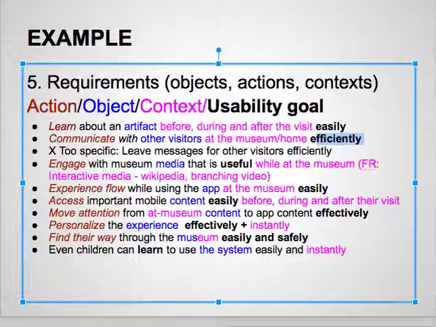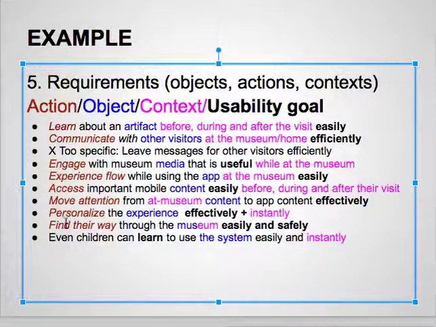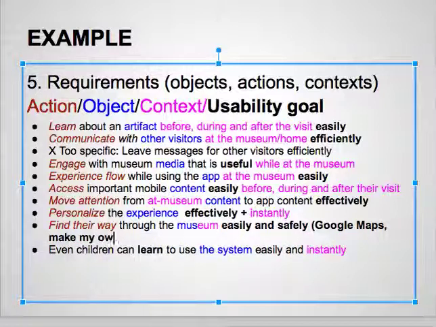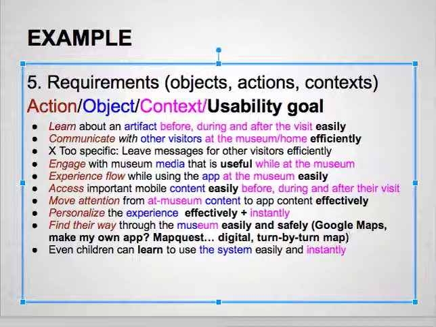So I synthesized these requirements from the context scenarios. Now, the next step is to move from requirements into framework requirements. Now, I just need to figure out what kind of tools help people do this. I can get rid of this too. So what kind of tool would help Sarah and other users find their way through the museum easily and safely? And I could use Google Maps. I guess I could make my own app. That seems unnecessarily difficult. I could use MapQuest, but either way, a digital turn-by-turn map. So that's a framework requirement that I've now synthesized from my overall requirements.